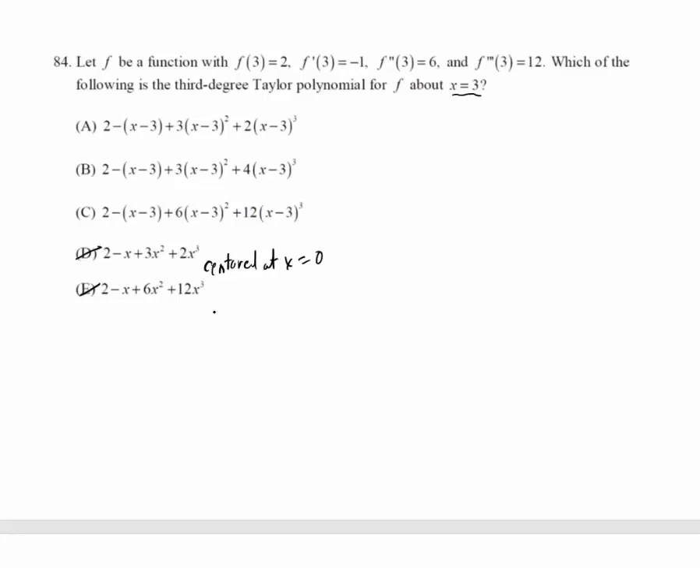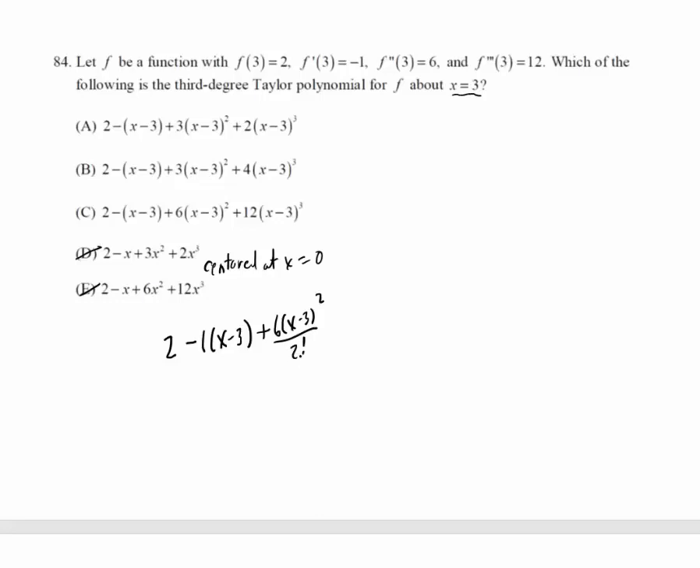Okay. All right, so now I'm going to construct my Taylor polynomial. So I always start with the function value, which is 2. And then it's going to be plus the first derivative, which is -1, x, in this case x minus 3, to the first over 1 factorial, which I don't need to write. Okay, that didn't help me eliminate any answers. Next one will be the second derivative, which is plus 6. So plus 6, x minus 3 squared over 2 factorial.